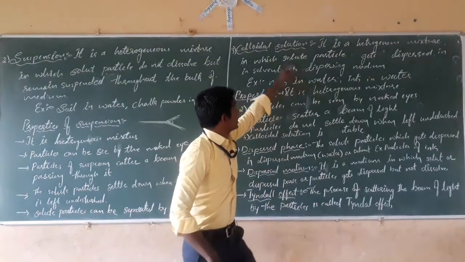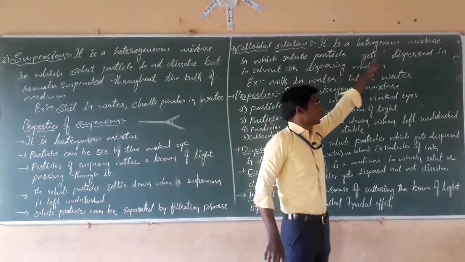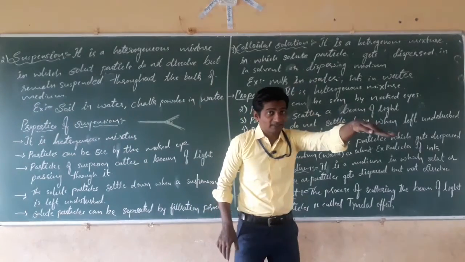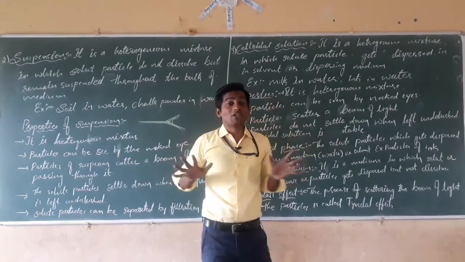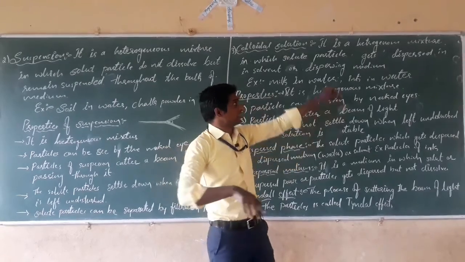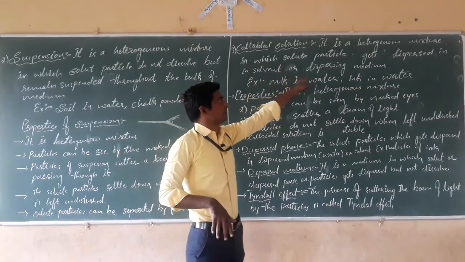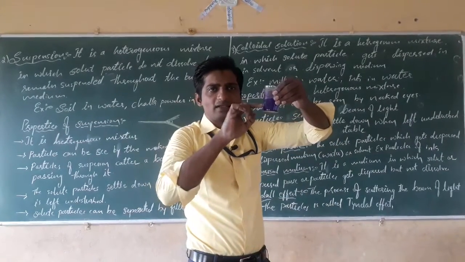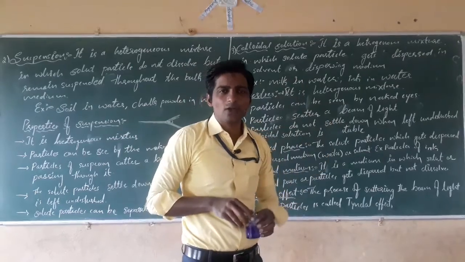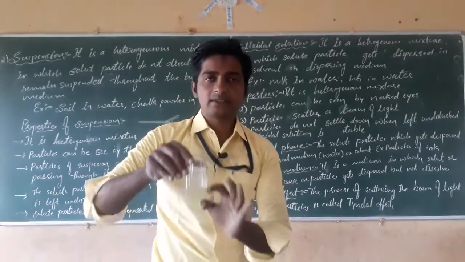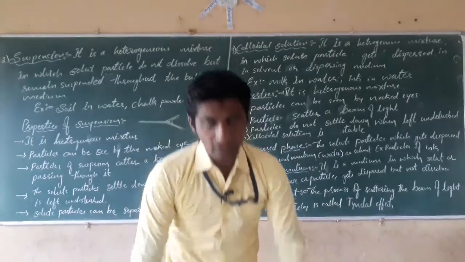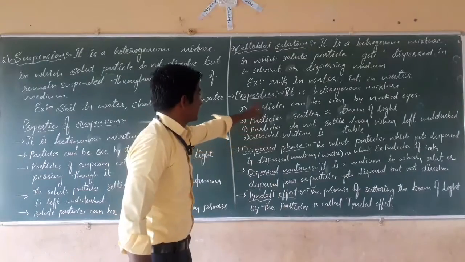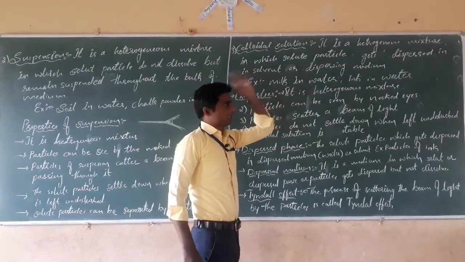See here, a colloidal solution is a heterogeneous mixture in which the solute particles get dispersed, not dissolved, in a solvent or dispersion medium. It will not dissolve. How does salt get dissolved in water? Here the ink particle will not dissolve, the milk particle will not dissolve, isn't it? Next, dear students, the examples are milk in water and ink in water.